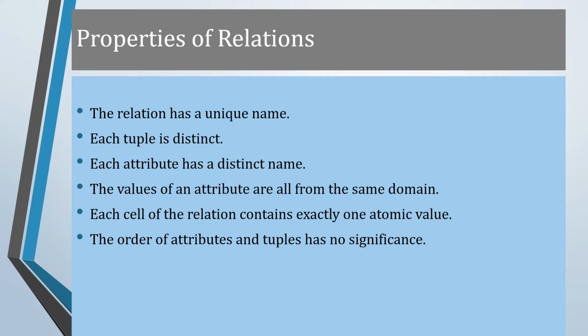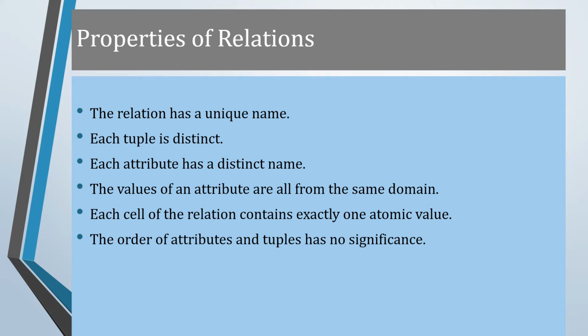Fourth, the values of an attribute are all from the same domain. For example, if the attribute is name, it should contain only names. The domain of the attribute name consists of only the permitted names. Then the fifth point is that each cell of the relation contains exactly one atomic value. As we said, the domain should consist of only atomic values, not divisible units. And the last point is that the order of attributes and tuples has no significance.